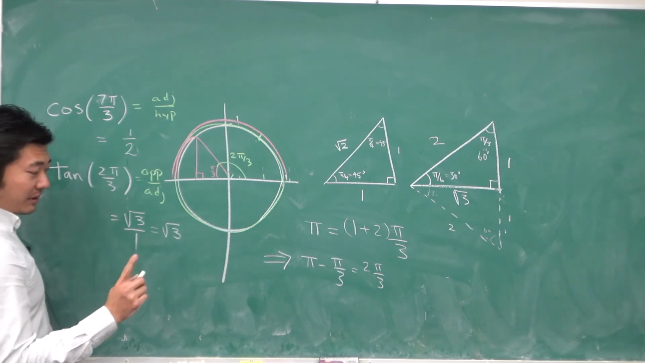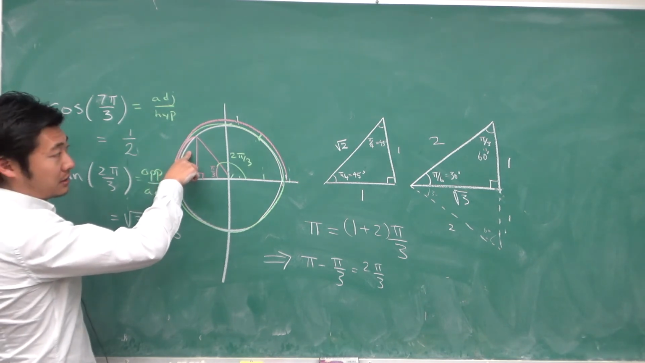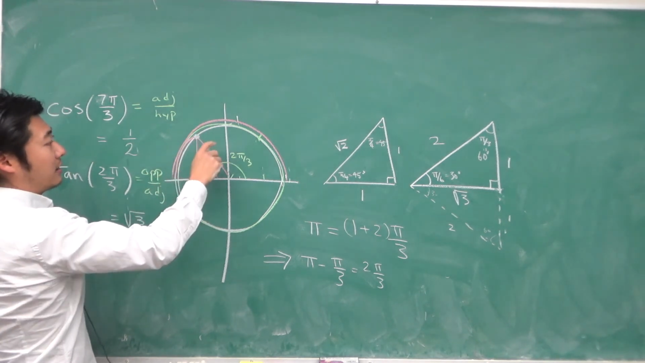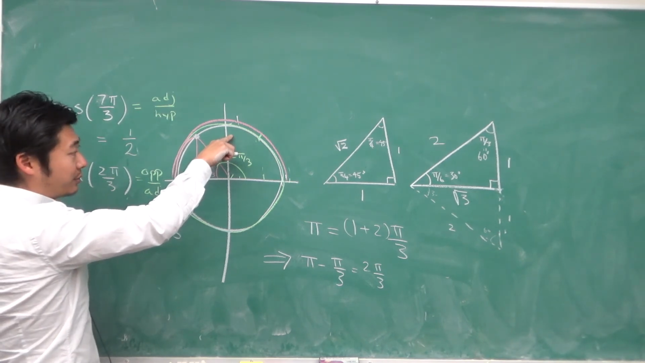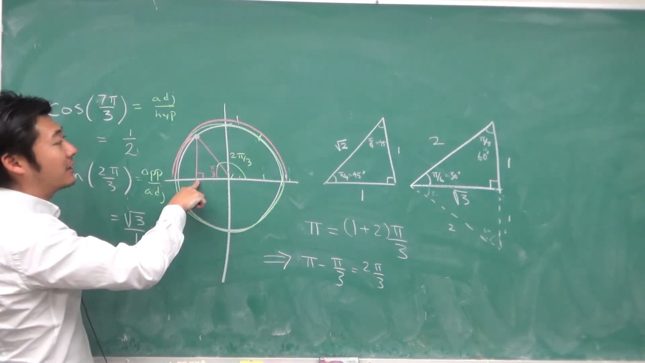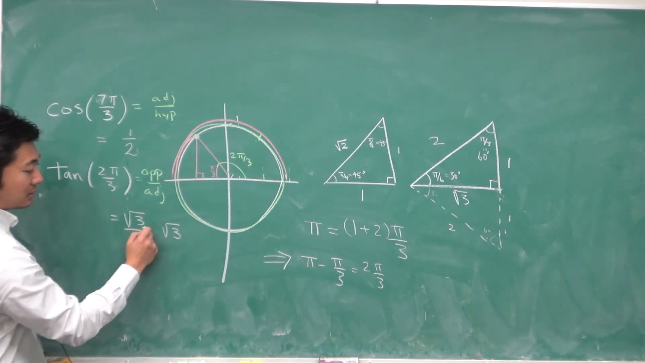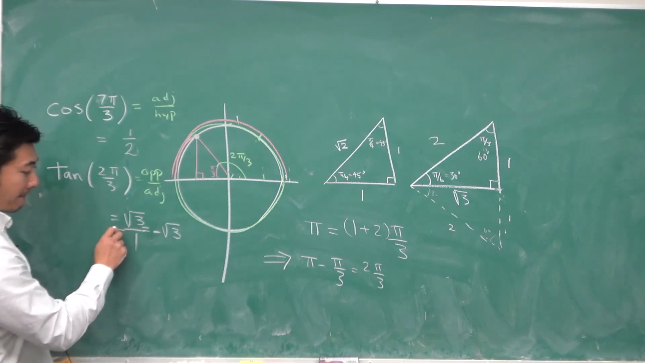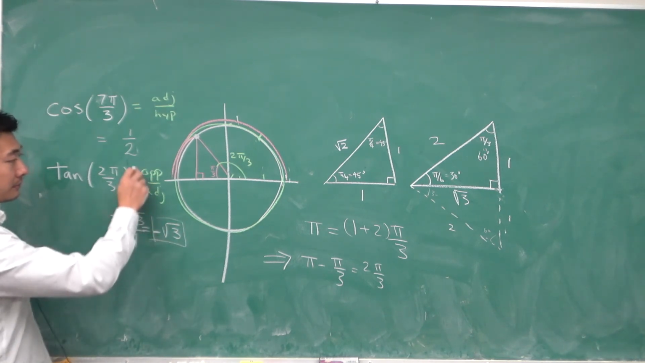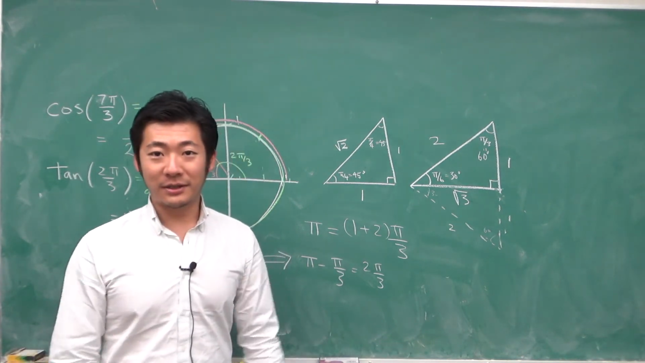But we need to be a little bit careful because it's in the second quadrant. So that means that the value for y is positive, but the value for x is in the negative region. So then a positive and a negative make this into a negative. So hopefully this clears things up.